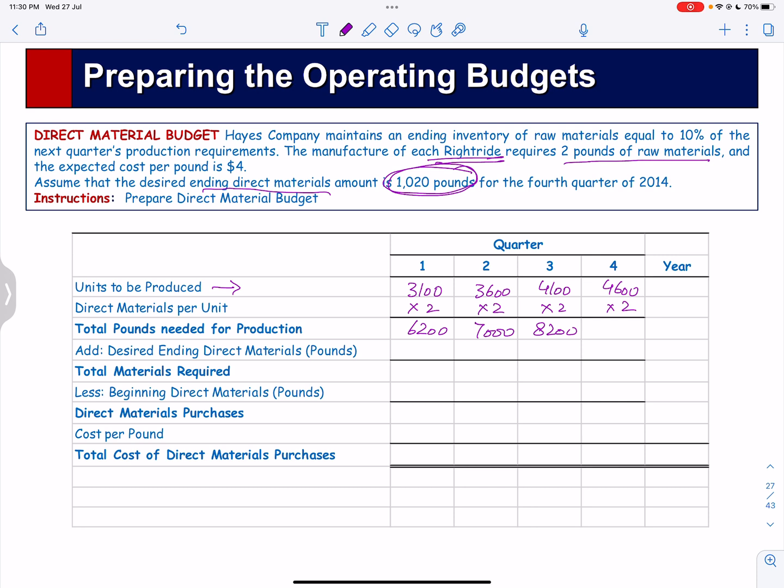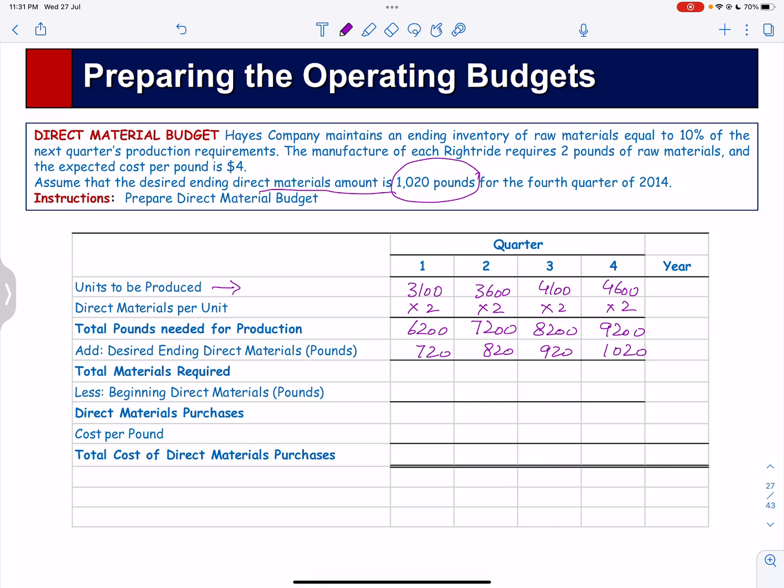So for the fourth quarter, sorry, first of all let me calculate, and that is going to be 9200. So desired ending inventory, as it is given in the question, is 10% of the next quarter's production requirement. So 10% of next quarter, this should be 7200. So 10% of 7200 is 720, 820, 920. And for the last quarter, they say assume that the desired ending direct material amount to 1020 pounds for the fourth quarter, thus that becomes 1020.